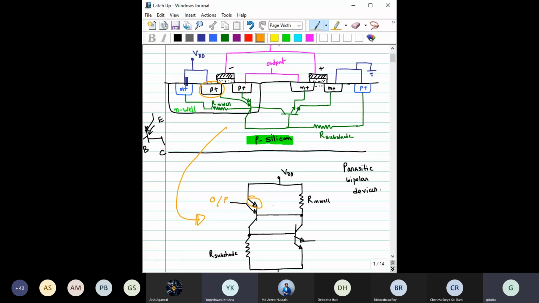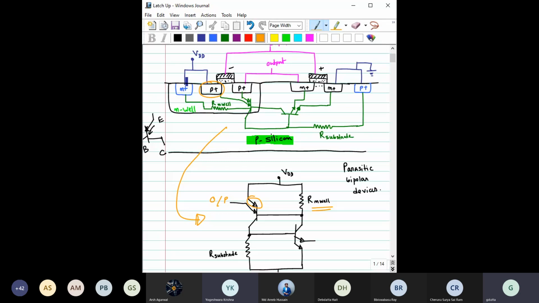This N region is being connected with what? This N region is being connected with this resistance Rn well, right? And Rn well is being connected with VDD. Fine, this part, okay. Now let us come back to this.